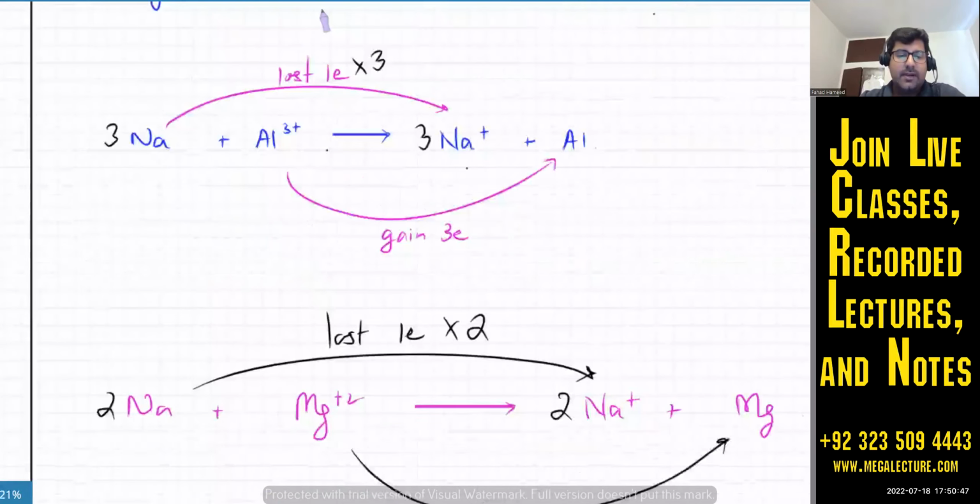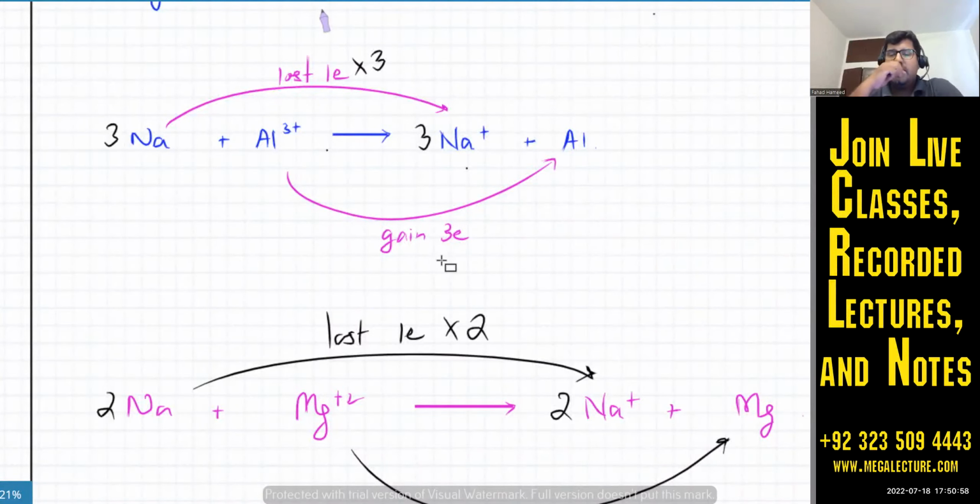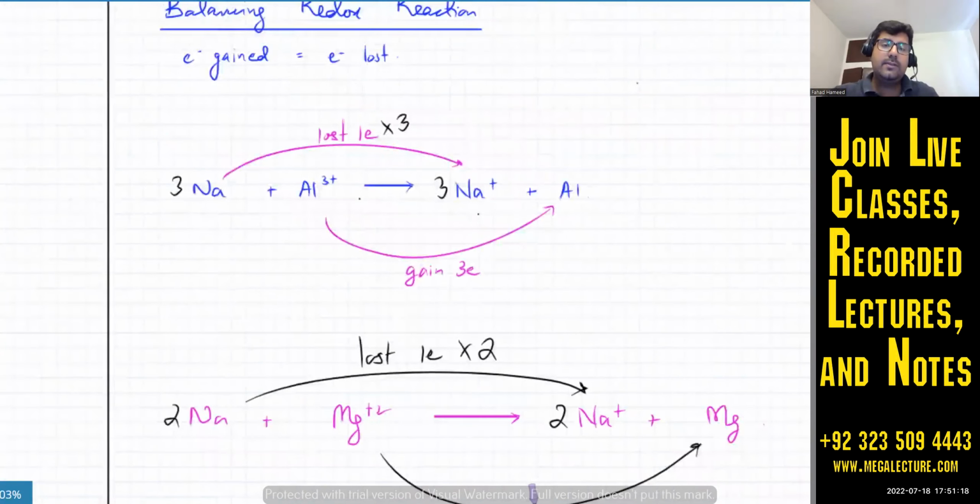For example, if you have Na losing 1 electron and Al on the other hand gaining 3 electrons, then Na has to be multiplied by 3 because you have to make the electrons gained and lost equal. So this was all about AS division. And that's all that you have done in electrochemistry so far. There's nothing so far which is new.